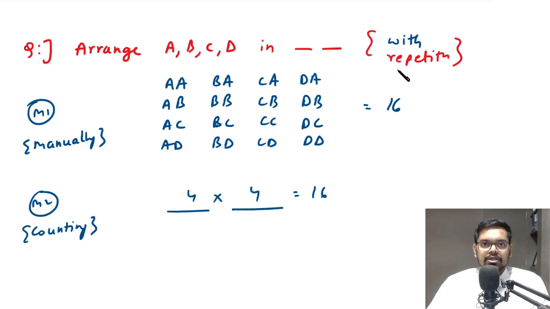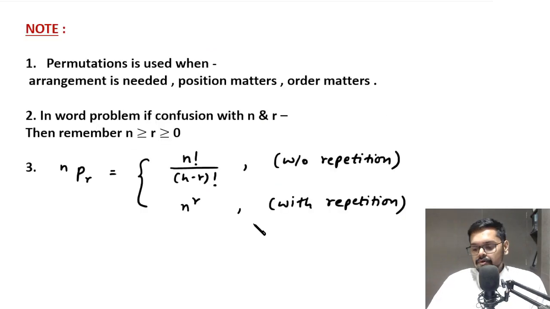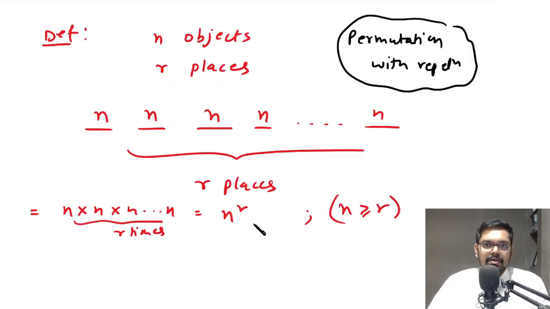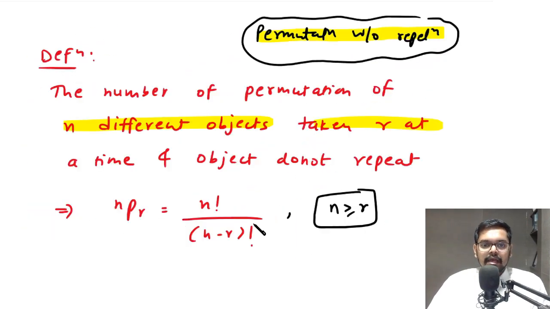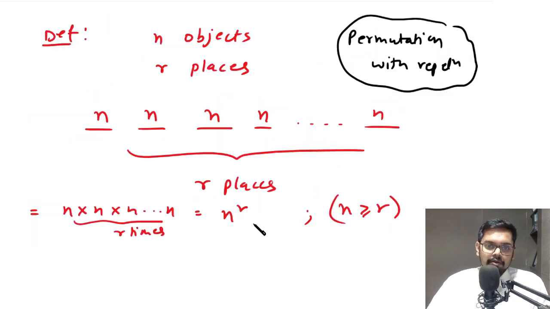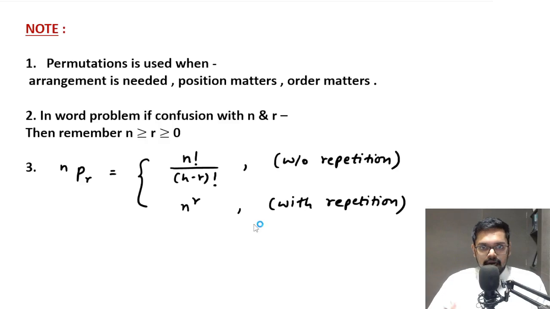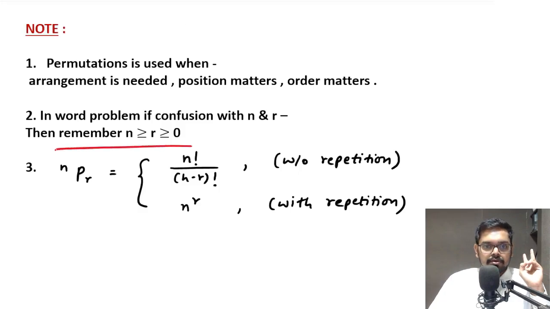Then since repetition is happening, straight away n to the power r, so 4 to the power 2, answer is 16. Understood? So that is when repetition happens. Easy. Both the formulas are different. As you can see, nPr is n factorial by n minus r factorial without repetition. nPr is n to the power r with repetition. So that is your important note, that nPr has two formulas depending on the scenarios.